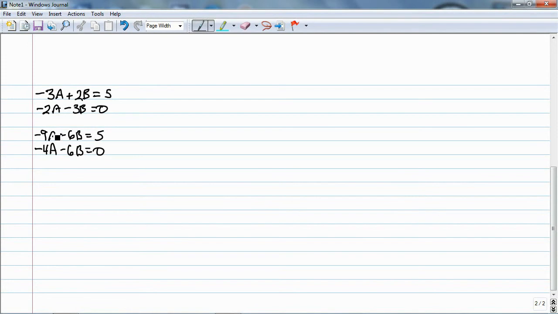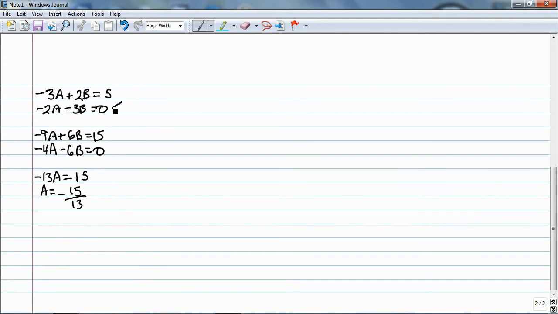And now I can add the two equations together, and I have minus 13A. The plus 6B and the minus 6B are going to cancel out, and oh, I just saw something. I forgot to put this 15. 5 times 3 is 15. Forgot to do that. So minus 13A is equal to 15. So A is equal to minus 15 thirteenths.